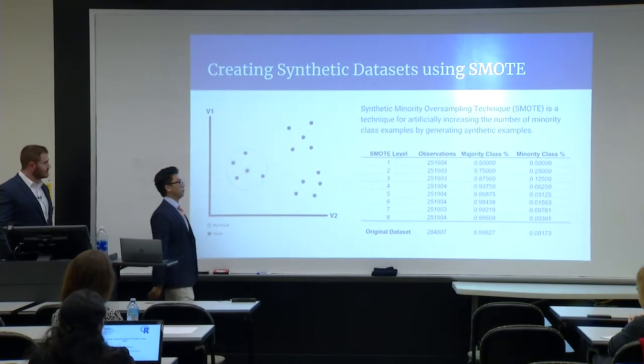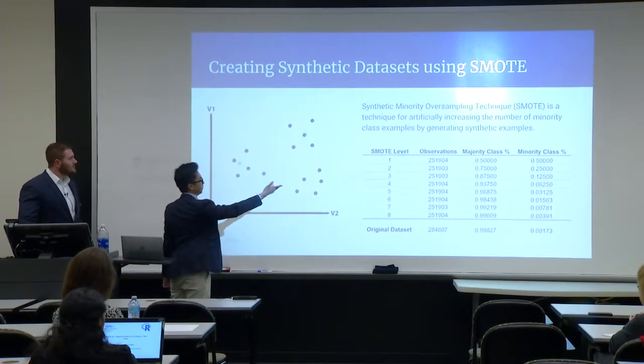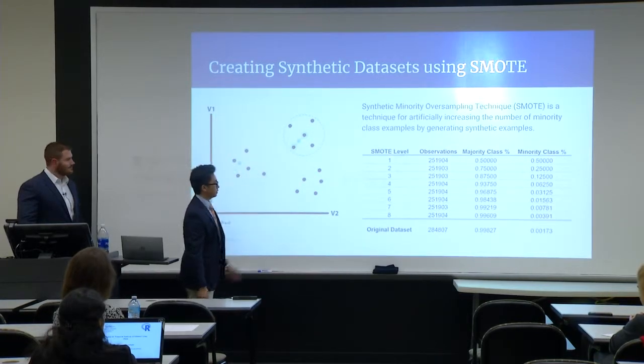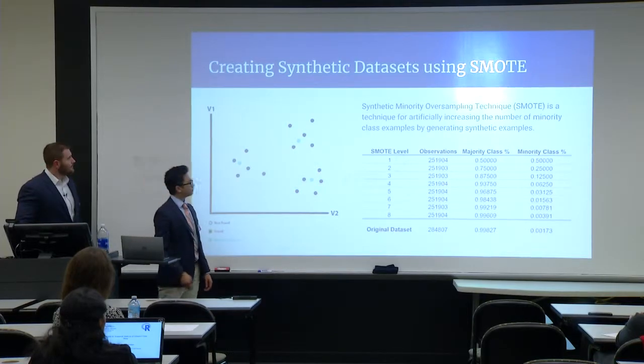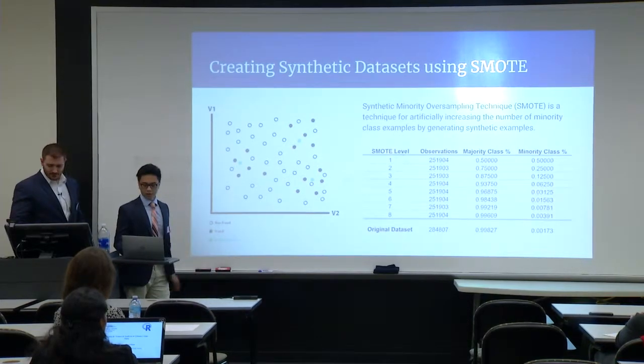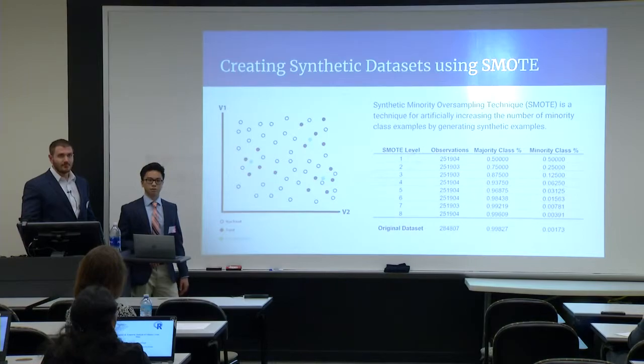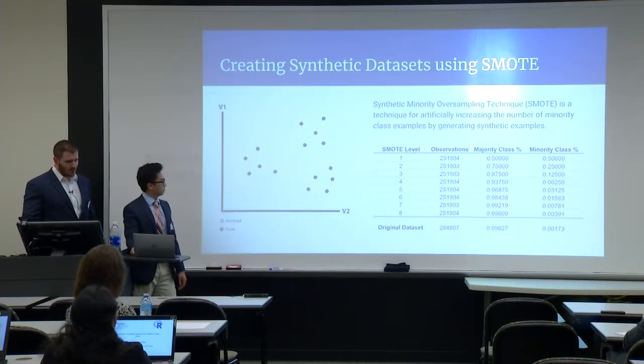So for SMOTE level 1, we decided to go ahead and do 50-50. And as the SMOTE level increases, we start to approach the true imbalanced nature of the data. So that's SMOTE, and that's how we created all the data sets that we used to do the analysis.